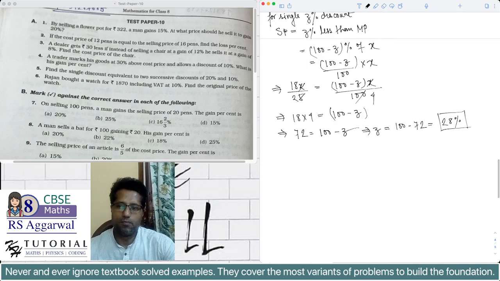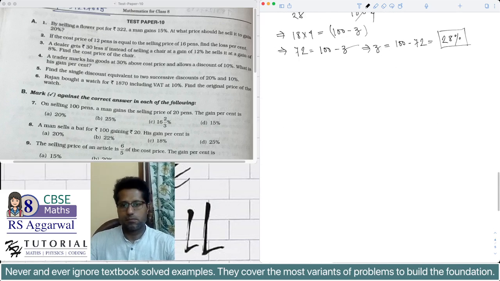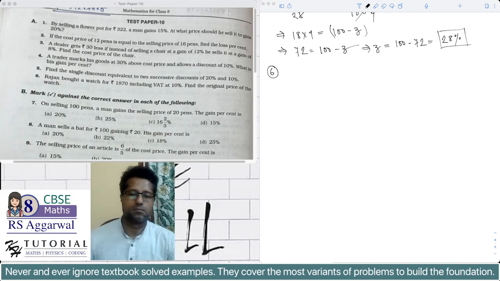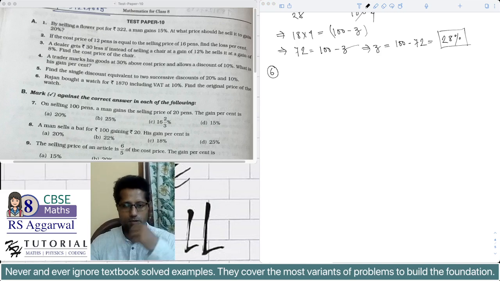Okay, let's do problem number 6. Rajan bought a watch for rupees 1870 including VAT at 10%. Find the original price of the watch.